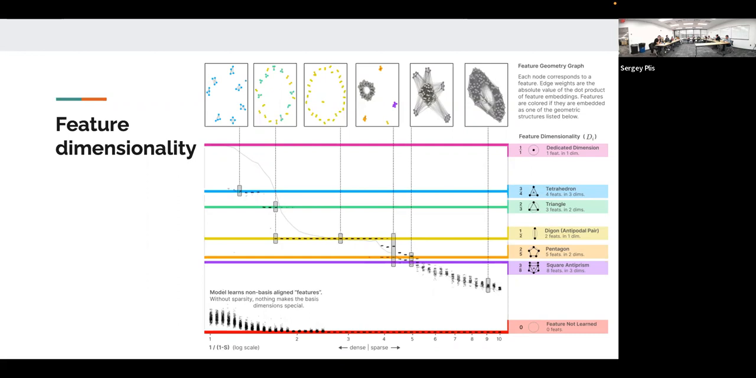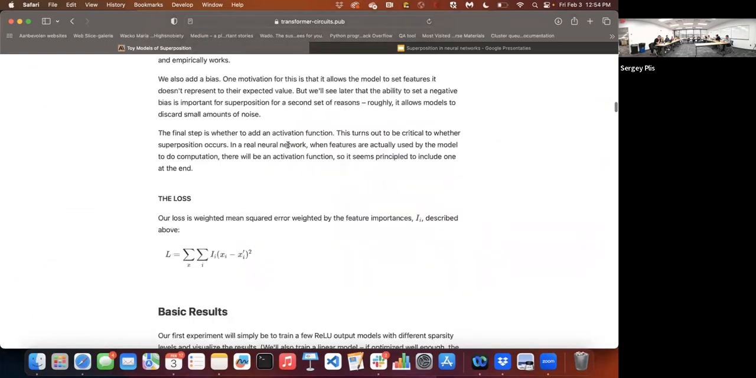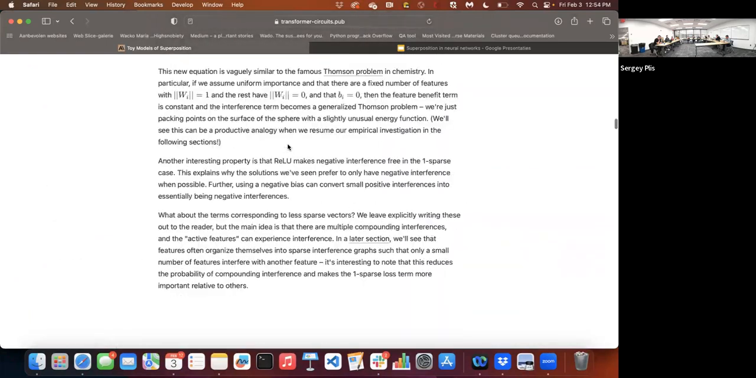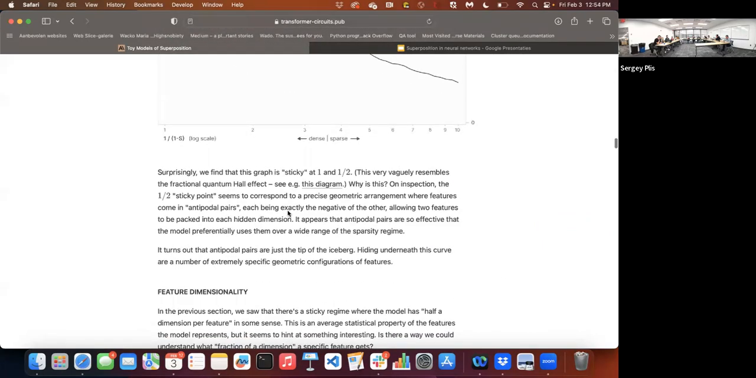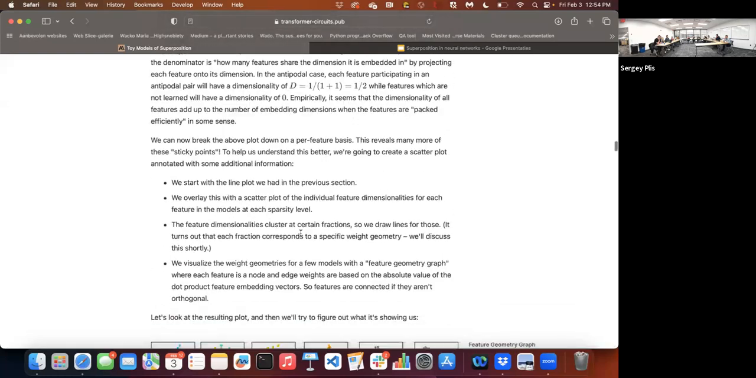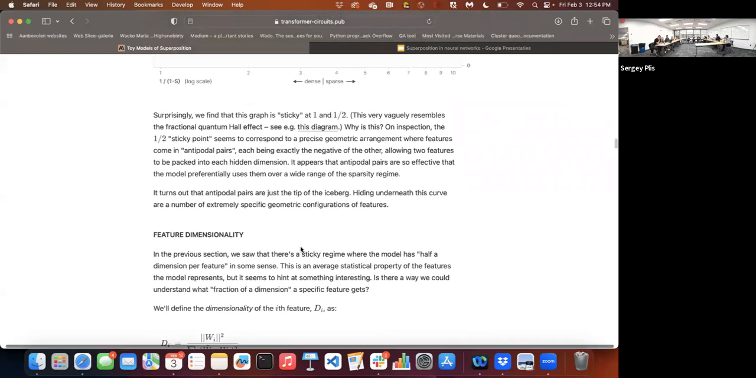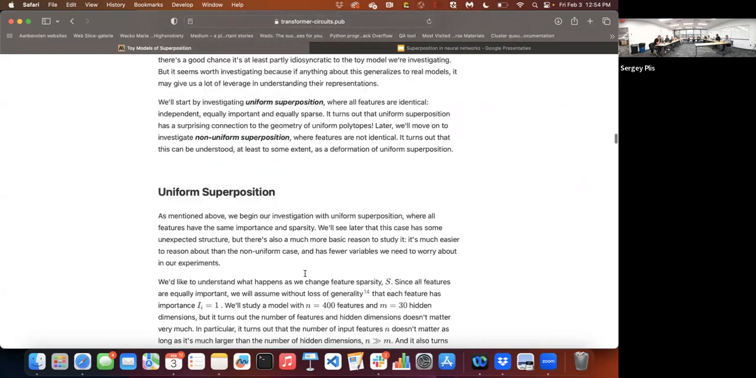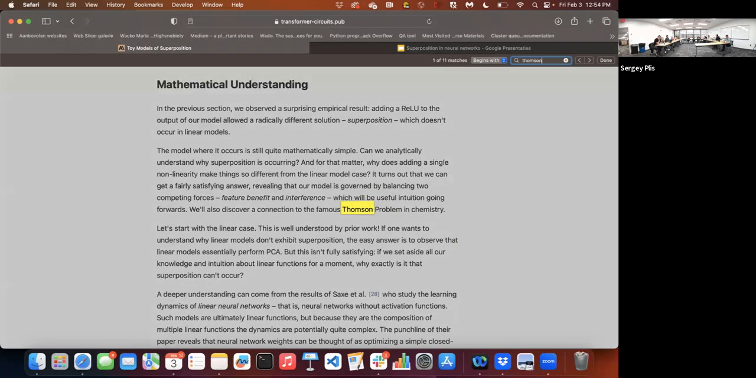So this is very much related to, here, let's take it. The Thomson problem in electricity, where they see the exact same shapes happening. I don't know if that makes you more comfortable or not with the Coulomb forces. Yeah, exactly. Where do they talk about the Thomson? They talk about it a lot, the Thomson problem. So yeah, this is the feature benefit and interference that I just showed you.